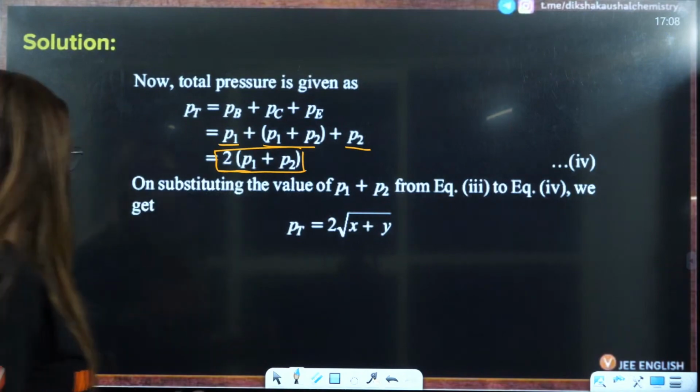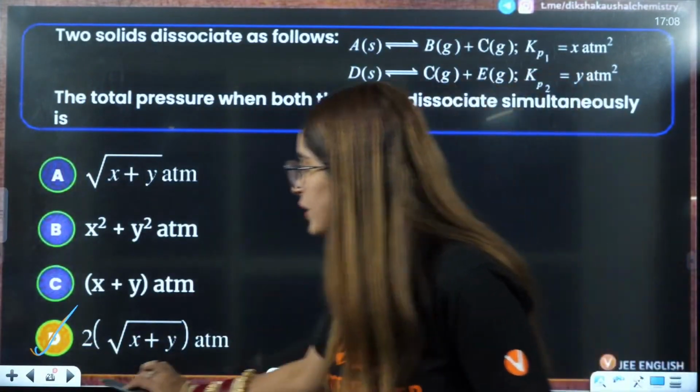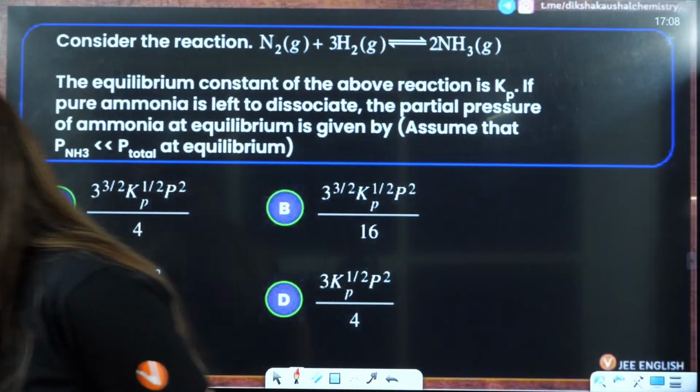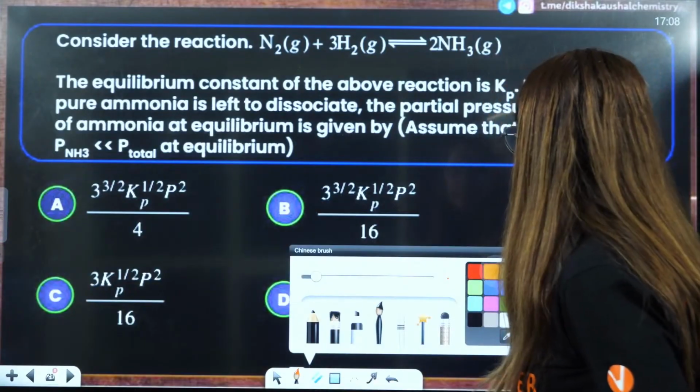So that is why the answer is going to be 2 times under root x plus y. That is going to be the correct answer here. Is that clear to everybody or not? Right? Okay. Students, is that clear?